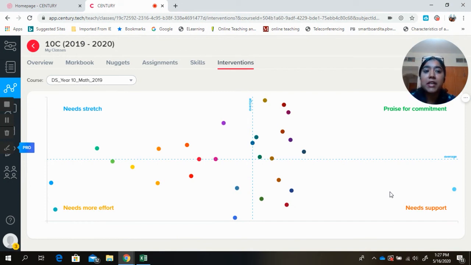Need stretch is for independent workers, independent students, where they need to work with higher order thinking questions. Praise for commitment, who are at a very high score, can be moved to need stretch by giving them higher order questions, and the ones who need your help over here can move down to need support. The same thing with need more effort: encourage them to use Century Tech more often by giving them rewards or reward points, that if you do so many nuggets so many times, you can improve your score, and that's your reward. So this is just the teacher dashboard, which gives you so much information about Century and how much we have used it.